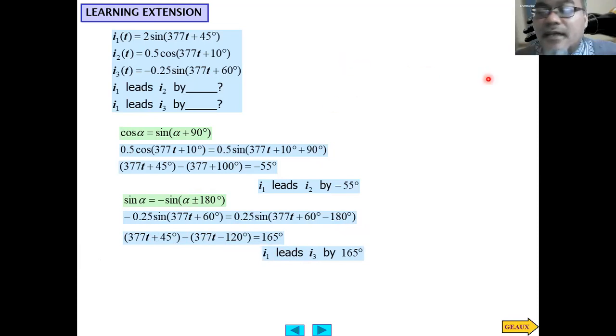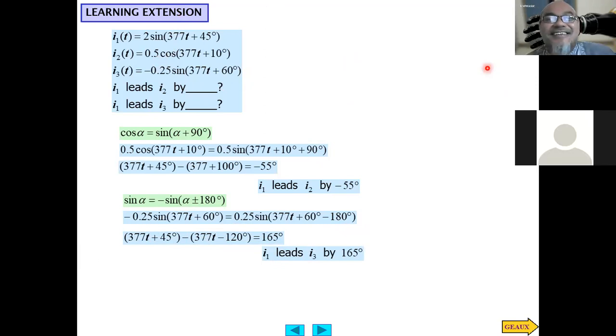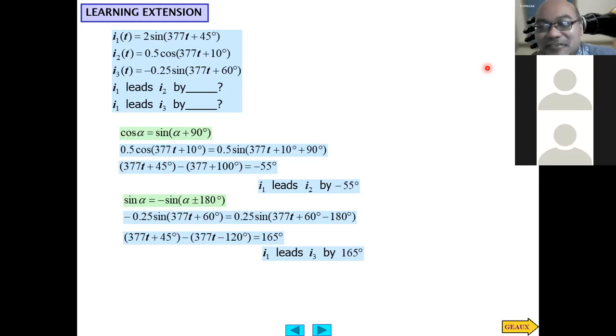Any questions so far regarding the use of trigonometric identities to express this sinusoidal function? No questions? Ready? No, sir. No questions. It means ready. Ready for what? For quiz.